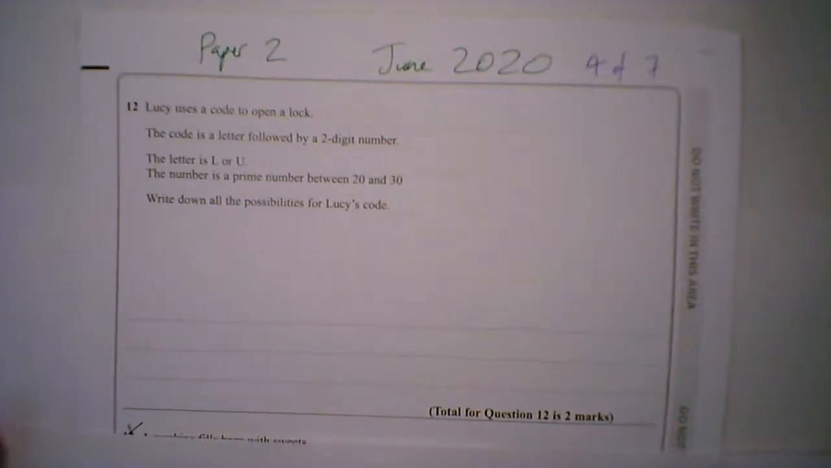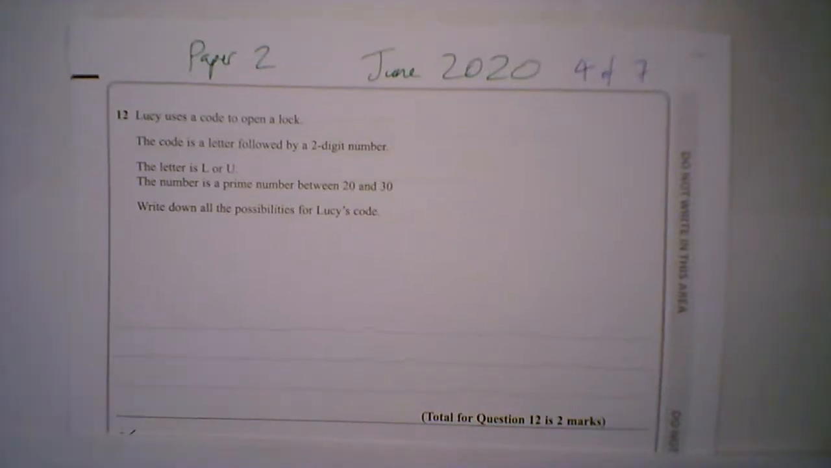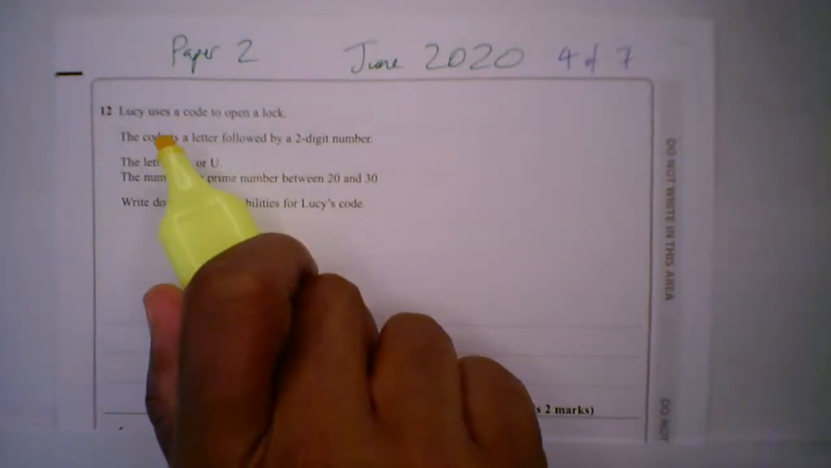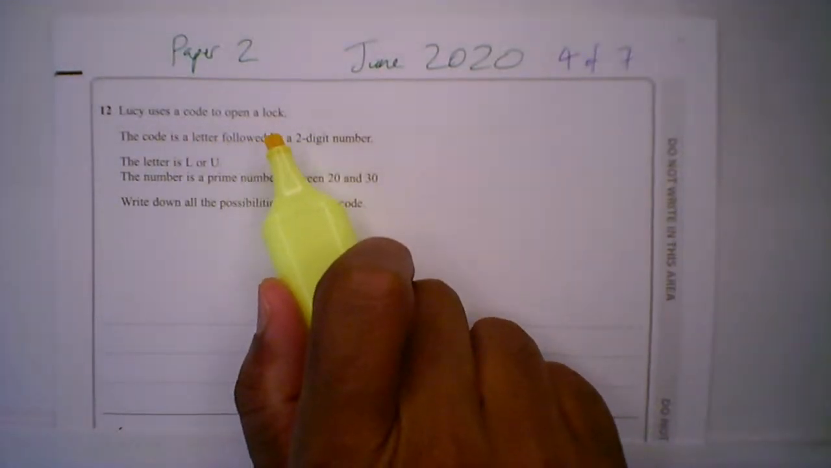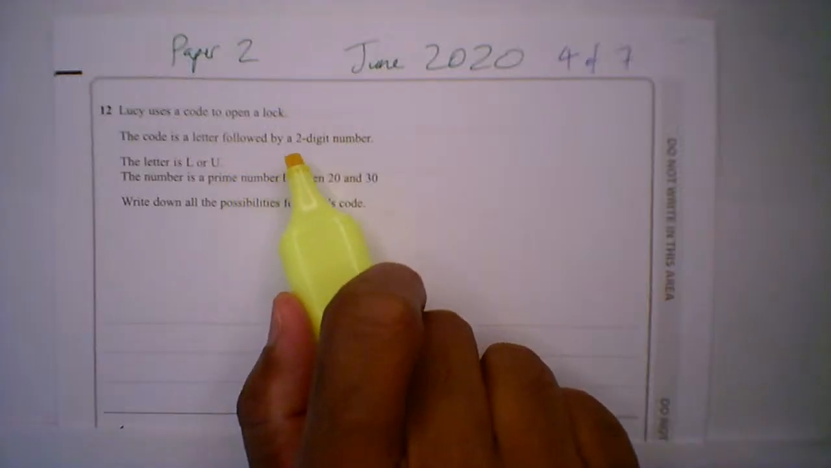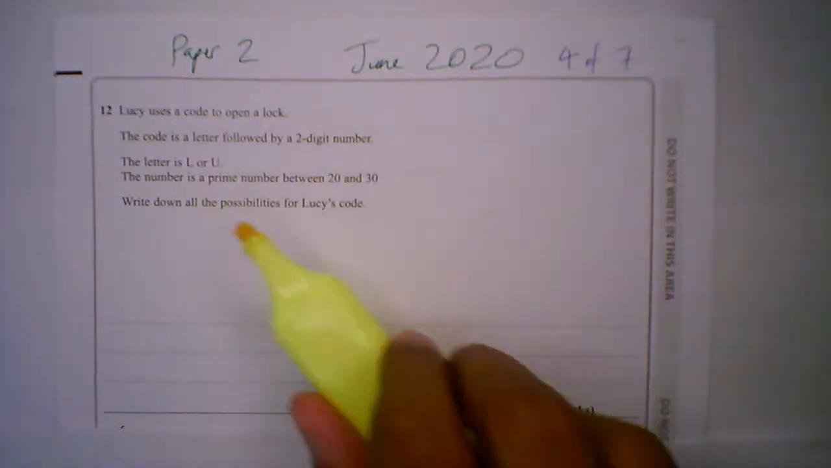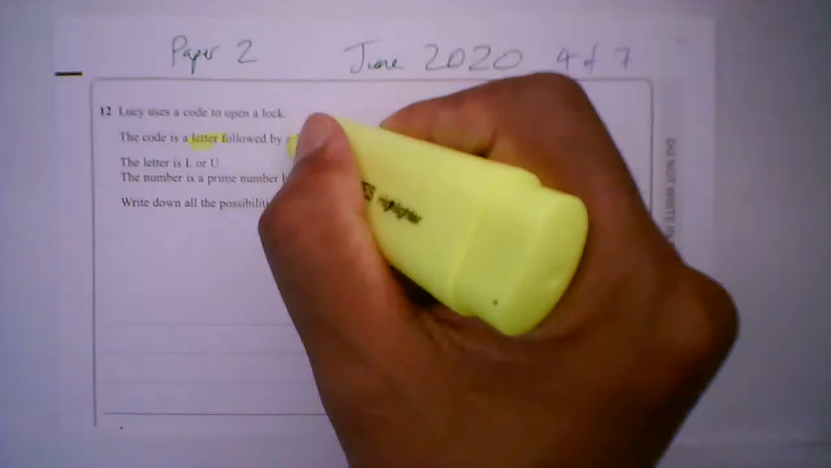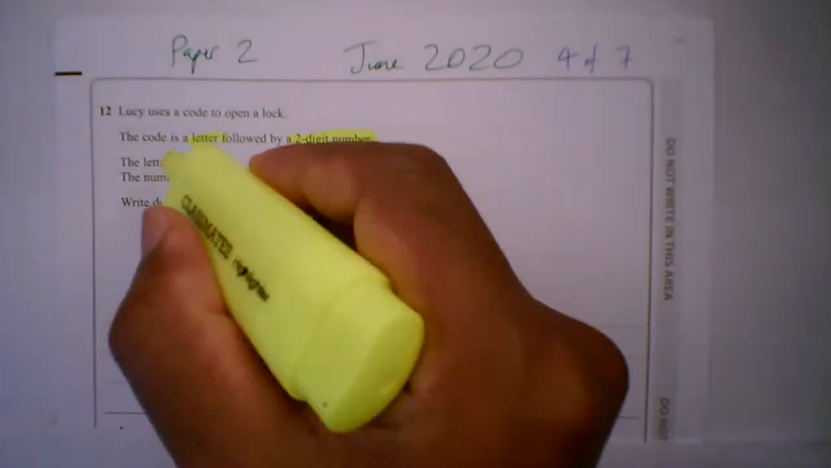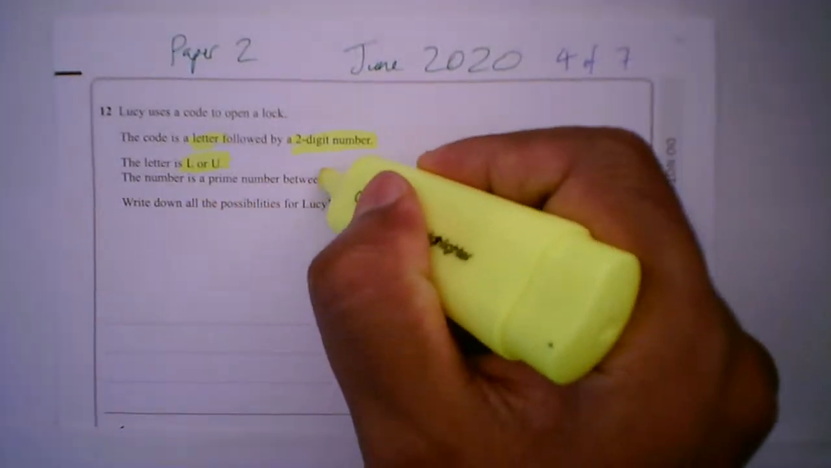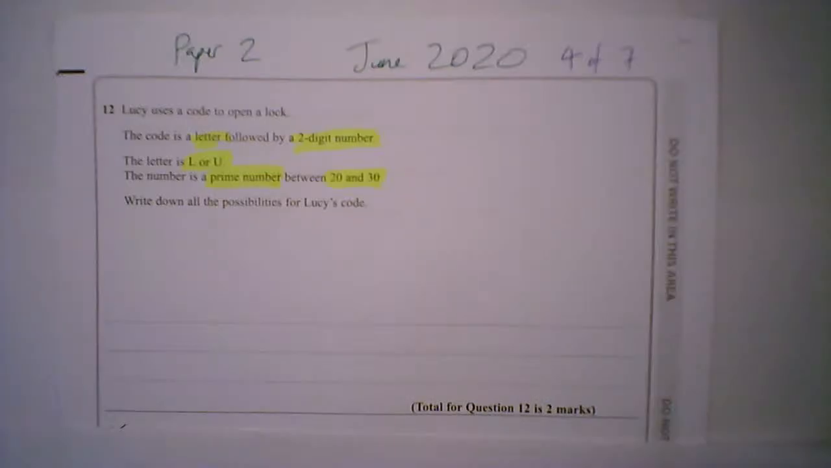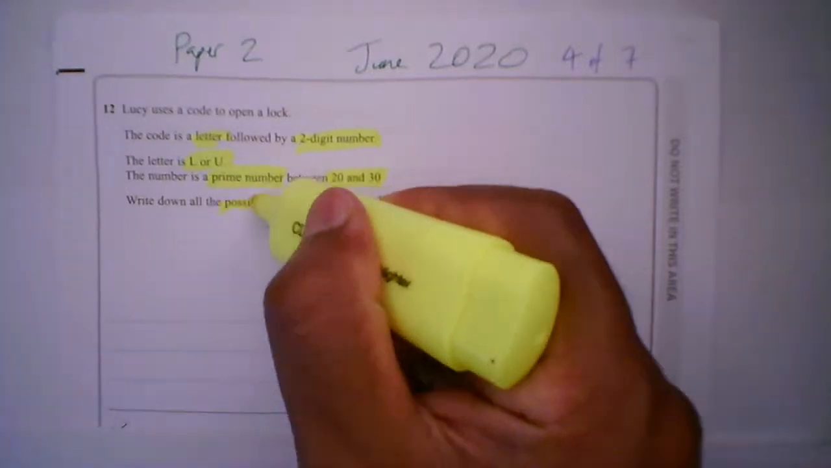So this one is different from the other questions, so slightly harder as well. So let's go through this. Lucy uses a code to open a lock. The code is a letter followed by a 2-digit number. So we've got a letter followed by a 2-digit number. The letter is L or U. The number is a prime number between 20 and 30. Write down all the possibilities for Lucy's code.